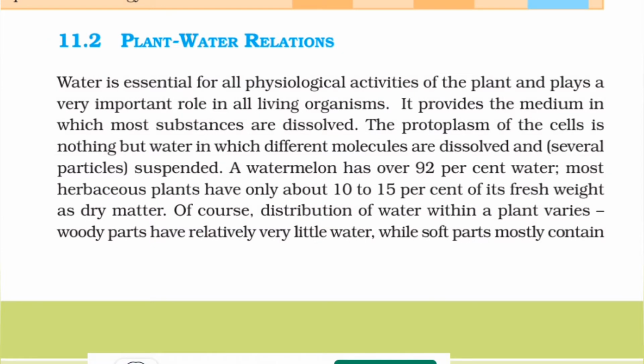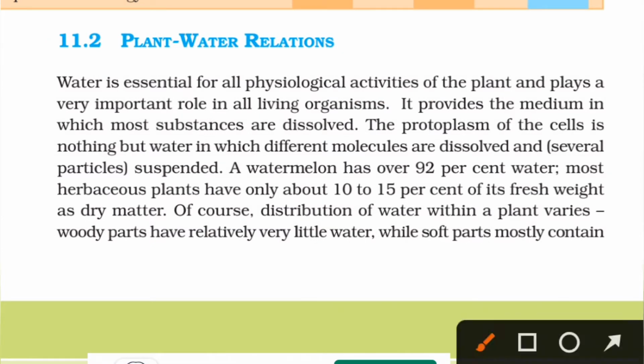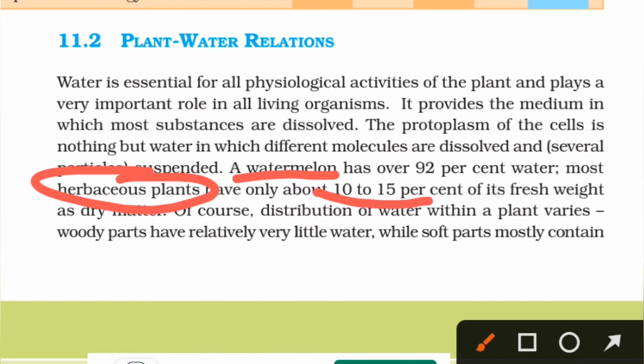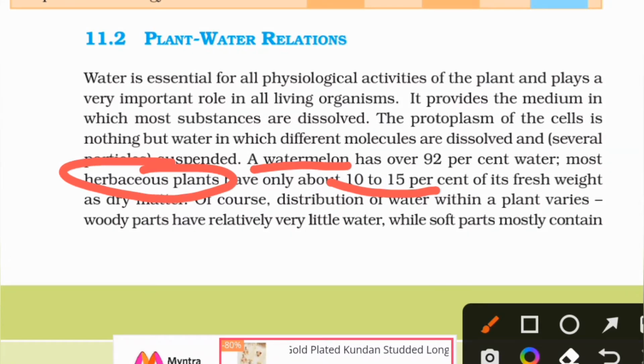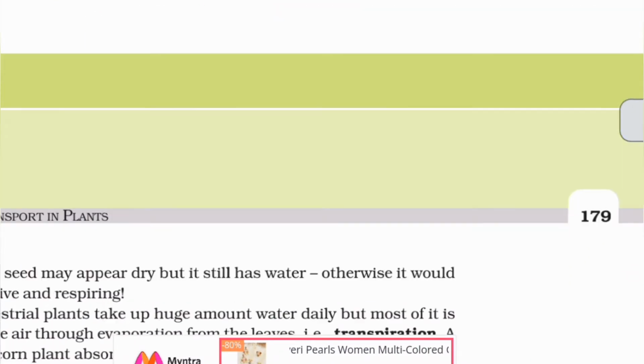When we are talking about different plants or species, the best example is the watermelon, which has nearly 92% of water, whereas in herbaceous plants the water content is about 10 to 15%, right? Within the plants also the distribution of water is different. In woody parts of the plant there will be relatively very little water compared to the parts of the plant which are very soft or fleshy.